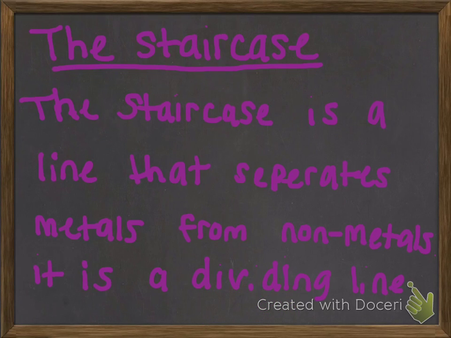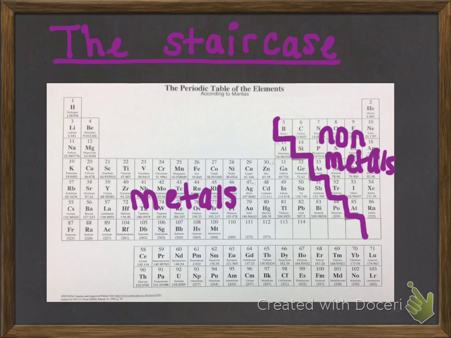So the staircase is something really important to label on the periodic table because it is a division line that separates the metals from the nonmetals. So here I've shown the staircase with the nonmetals on the right and the metals on the left. It's quite simple, but it's really important to label this so you can have a clear picture of where the metals and the nonmetals are.